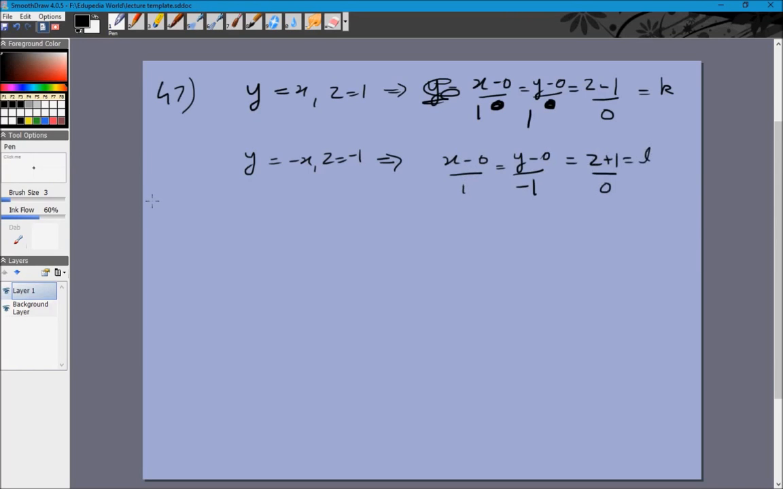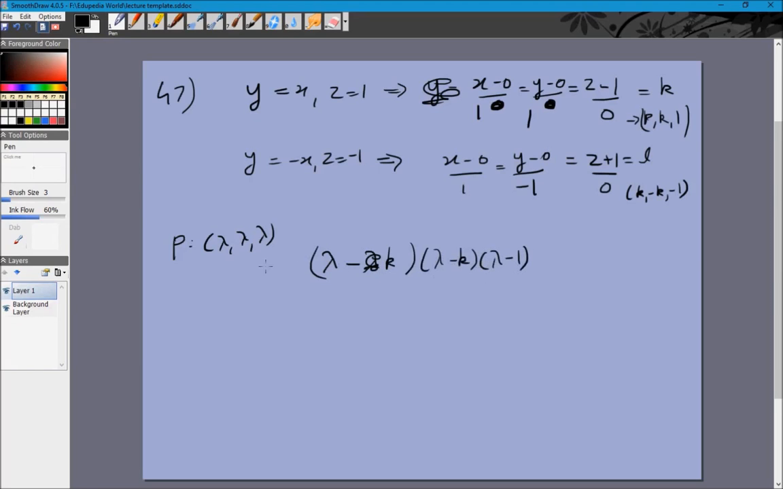And we are given a point P which is lambda comma lambda comma lambda. What are the general points of these two? The general point for this would be k comma k comma 1, and here it would be k comma minus k comma minus 1, right? The two general points. So Q is the perpendicular, PQ is the perpendicular on the first line, right? So what is the vector PQ? That will be lambda minus Q, which will just be a random point on this line. So lambda minus k, lambda minus k, lambda minus 1. This is the line PQ.